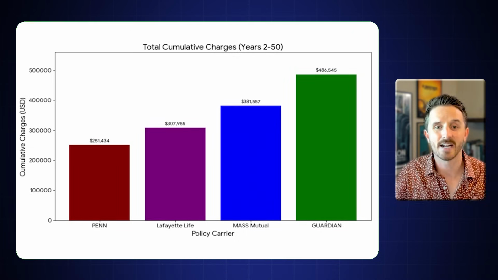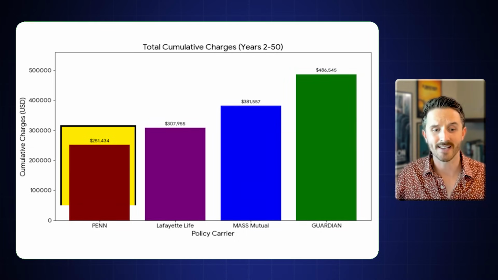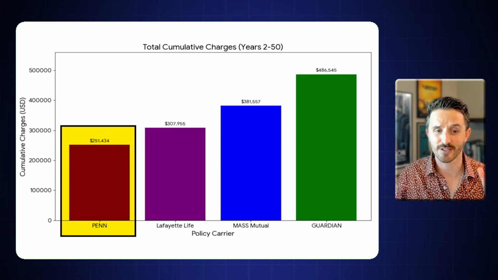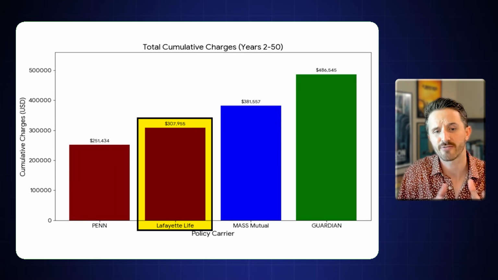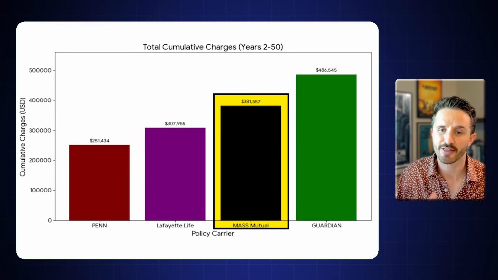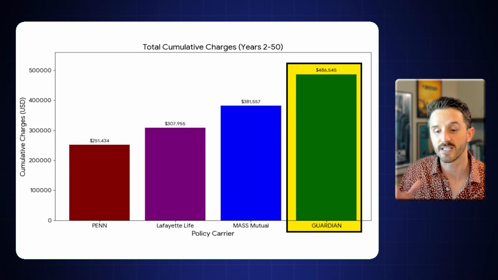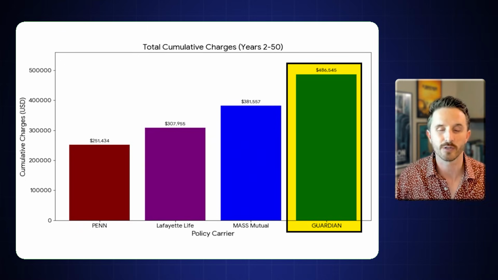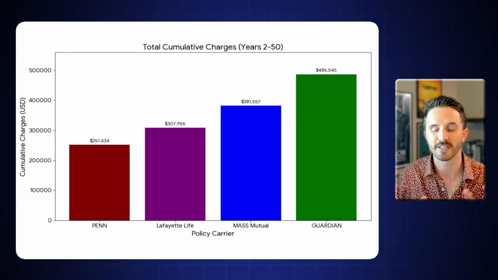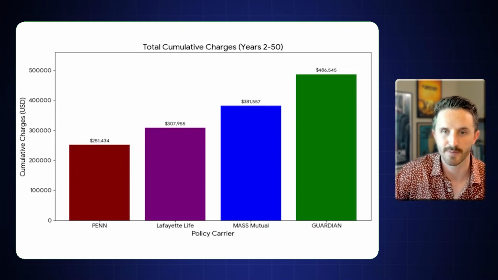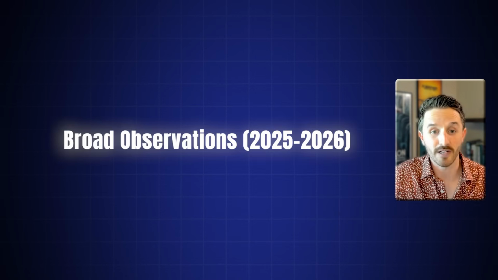So I added up the area underneath the trend lines to get the total cumulative charges. Once again, Penn is the cheapest at over 50 years, $250,000, and Lafayette Life was the second cheapest, about $307,000 over that 50-year period. MassMutual at about $381,000, and then Guardian nearly double Penn at $486,000, which is very similar to what it was in the last one, which is, Penn was roughly half of what Guardian was as the most expensive one.